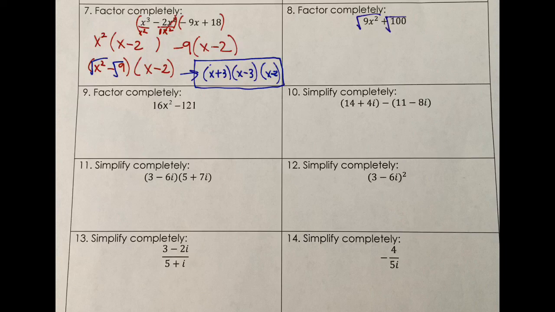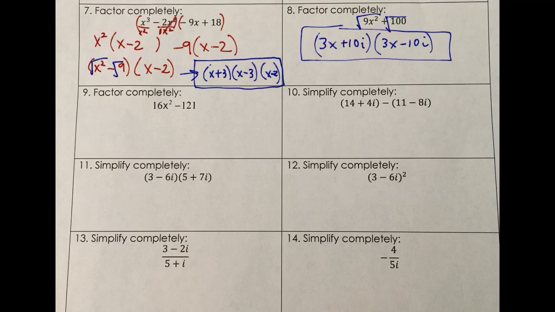Square root of that, square root of that. You got 3x plus 10. That's a sum, so that's an i there. Close your parentheses. And then 3x minus 10i. Boom. And we are done with that.